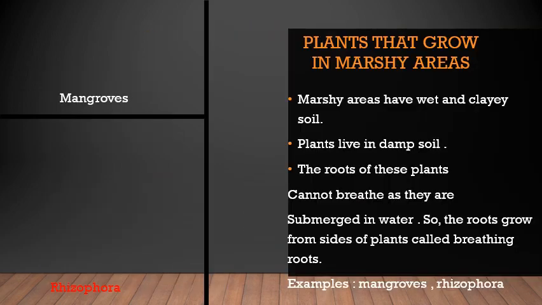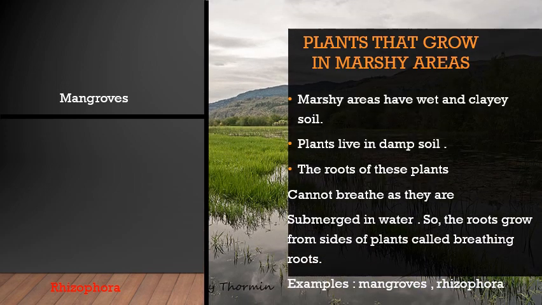Now, the next part is the plants that grow in the marshy areas. Marshy areas have wet and clayey soil. You can see in the picture in the background that there is a lot of water.